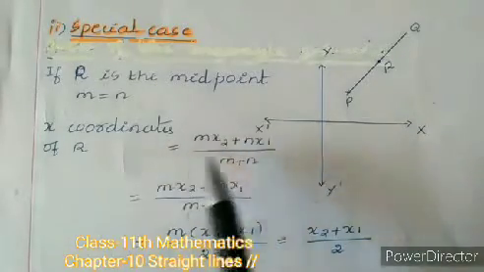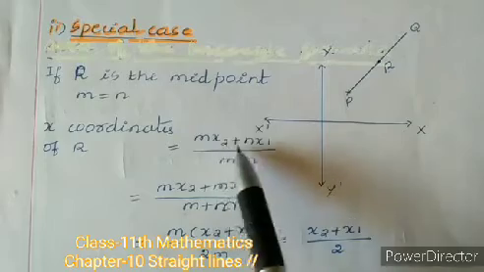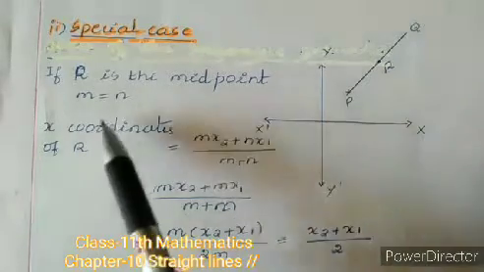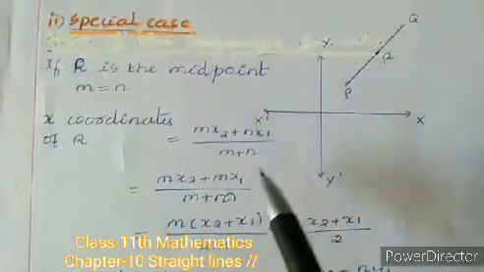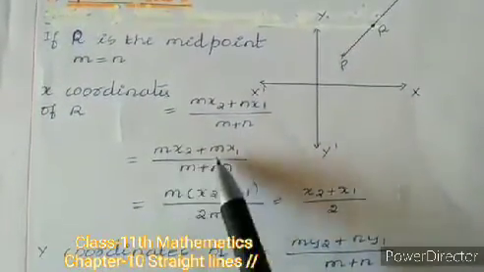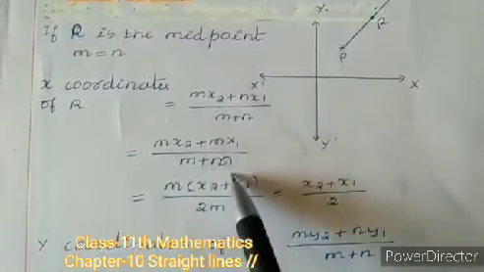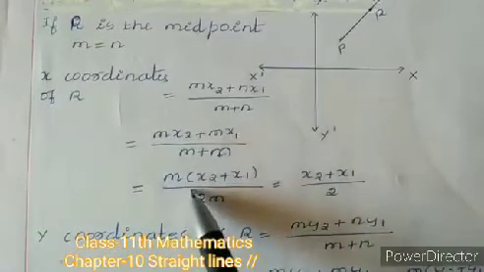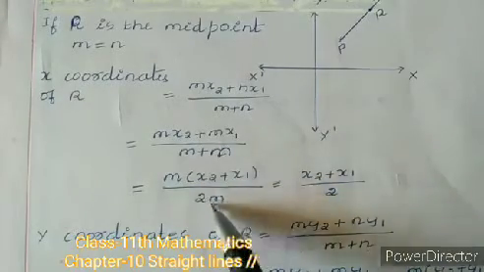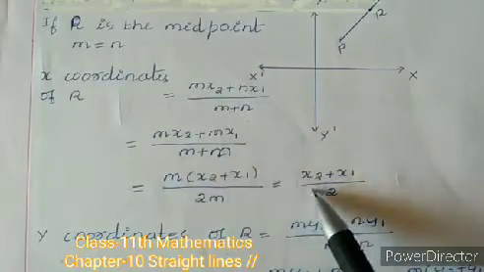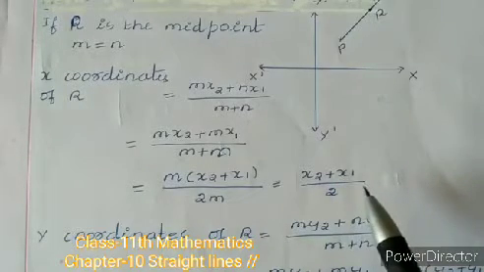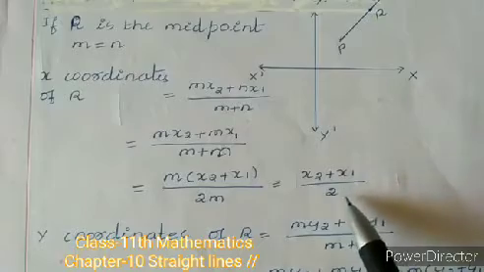The x coordinate of R we can find out using this formula, mx2 plus nx1 divided by m plus n. Now here we know that m is equal to n. So wherever you have n, replace that with m. So we can write mx2 plus mx1 divided by m plus m. That is, m you can take out, m times (x2 plus x1) divided by 2m. From this you can cancel m and m, so we have x2 plus x1 divided by 2. So this is the formula to find out the x coordinate of the midpoint R.